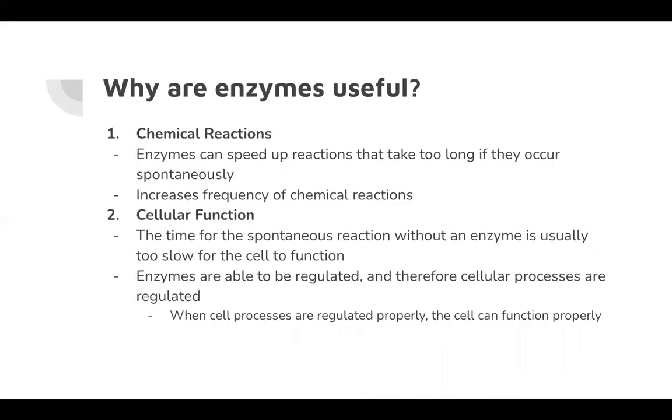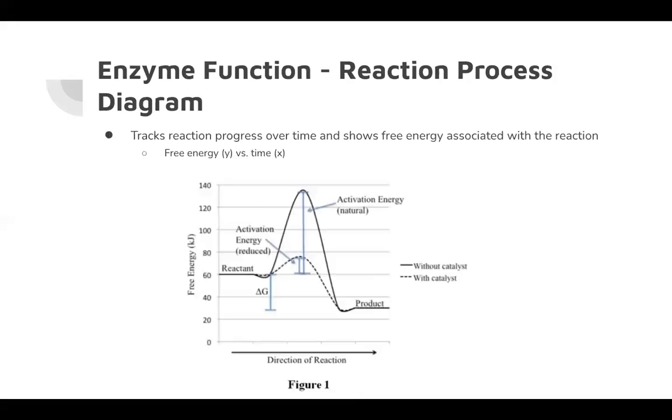Why are enzymes useful? Enzymes are useful because they increase the frequency of chemical reactions, and they ensure that the reactions happen faster than they would if they were to occur spontaneously or without an enzyme. Another reason enzymes are useful is, I think it's pretty much the same thing as 1, the time for a spontaneous reaction without an enzyme, so for the cell to just perform reactions on its own, is too slow. And enzymes are useful because they can be regulated. Cellular processes are regulated, and when cell processes are regulated, this ensures that they're performed correctly and the cell is able to function properly.